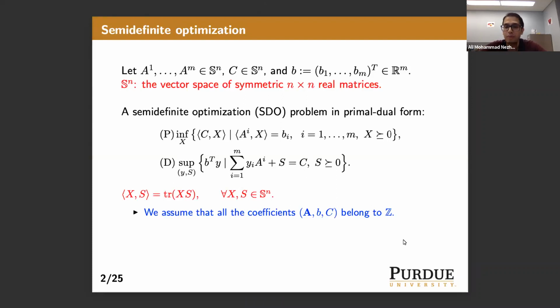So we have a pair of primal dual SDO problems. I mean, just for short, I refer to it as SDO or semi-definite optimization. We have an inner product here, which is defined in terms of trace. And we also have one assumption here. This assumption is not needed for solving them, but we need it later for deriving the bound. So we assume that all the coefficients are integers.